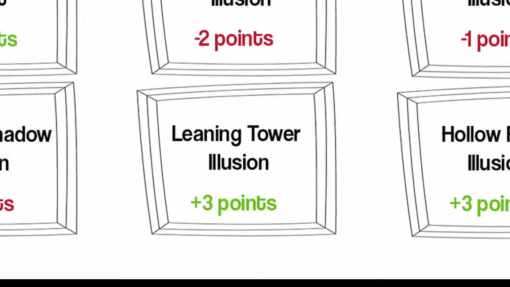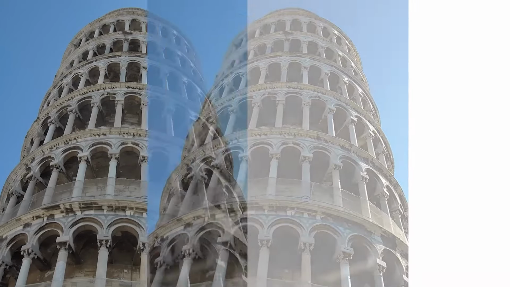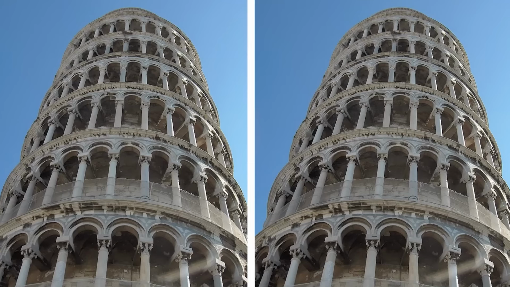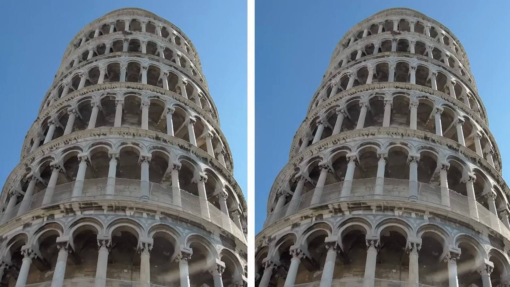Leaning tower illusion. Surprisingly, the tower on the right doesn't lean more than the one on the left. The images are identical, yet your perception says otherwise. This illusion occurs because our visual system judges the relationship between objects based on their surroundings. It highlights how perspective and context influence our spatial judgment, leading us to perceive an impossible tilt. You get 3 points for knowing this one.